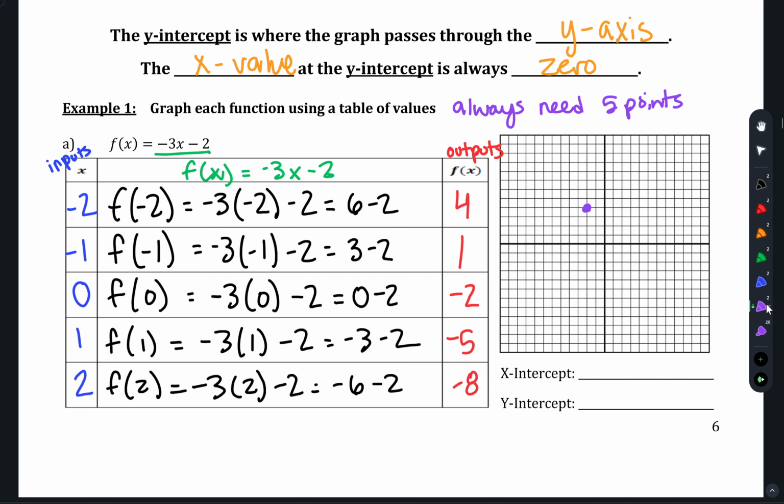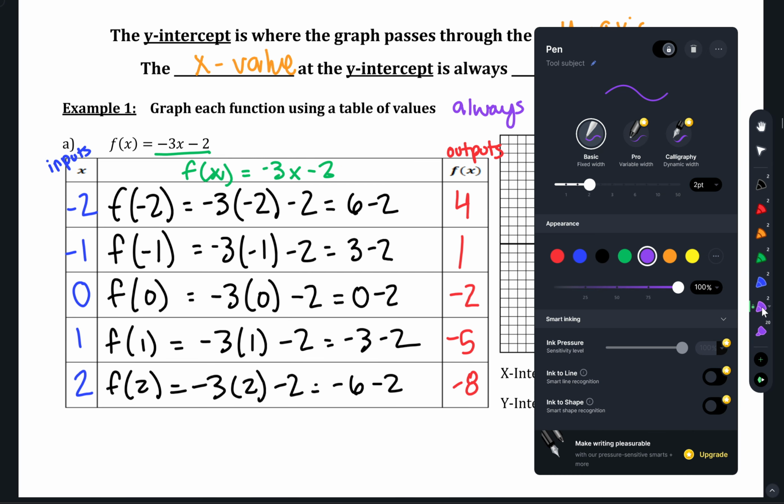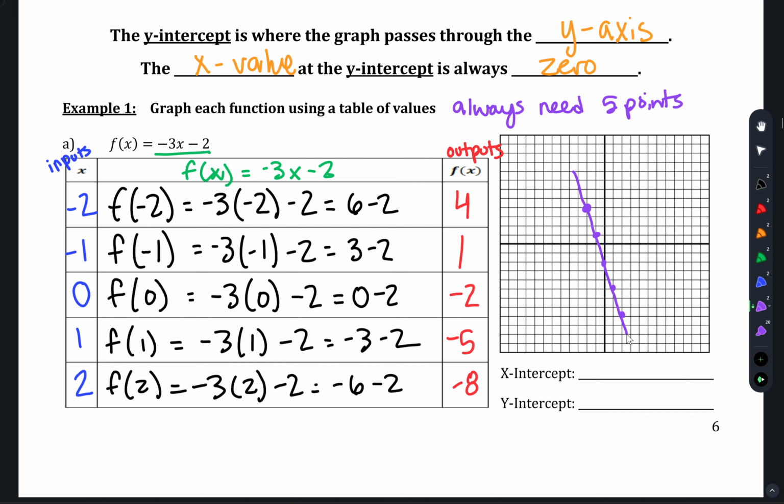So we should have now 5 points, and we can put those 5 points on my graph. All right, draw your nice straight lines through your 5 points. Your lines should have arrows on the ends.